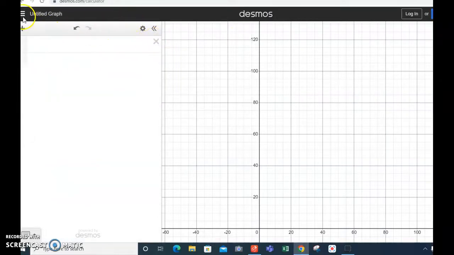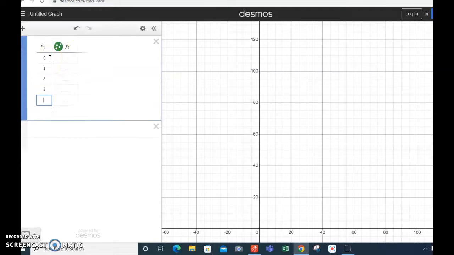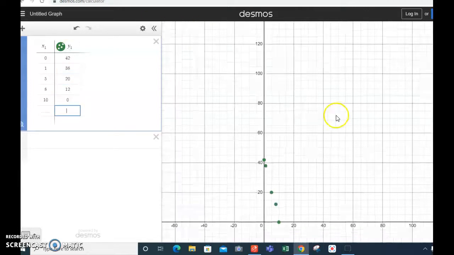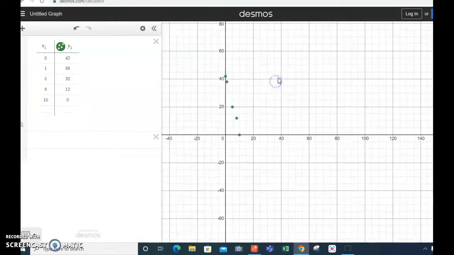All right, so I'm going to go up here to the plus sign, add a Desmos table, and find the table. Okay, and then I'm going to enter my data. So 0, 1, 5, 8, 10. And then over here, I'm going to enter 42, 38, 20, 12, and 0. All right, so there's that. Okay, so it kind of looks like there's a negative, right?